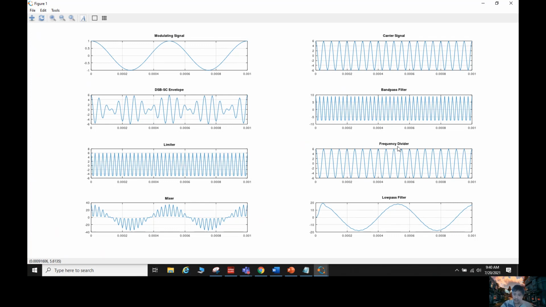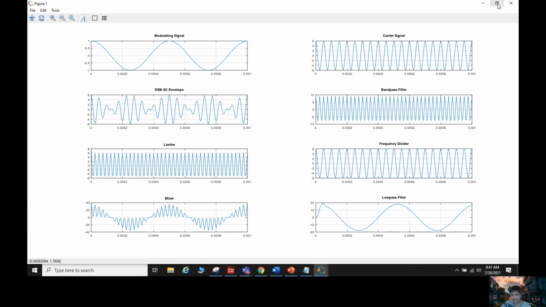Another one of the steps of the demodulation is the frequency divider. This functions to divide the frequencies. Later, the resulting signal will be combined by the mixer with the modulated signals. Then lastly, the low pass filter removes the carrier signals to recover the original audio signals that we are trying to convey in the first place.